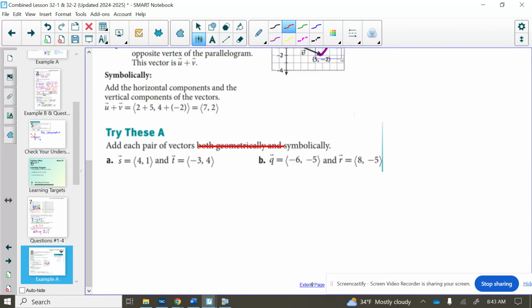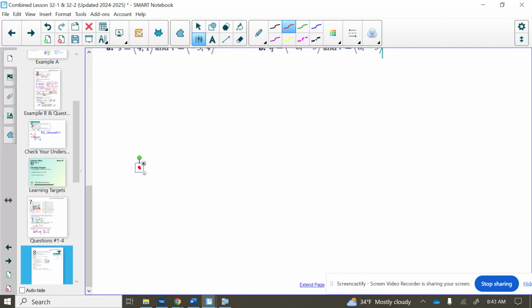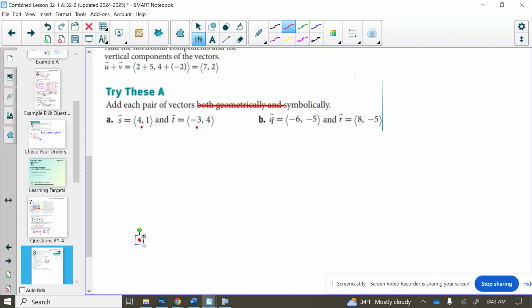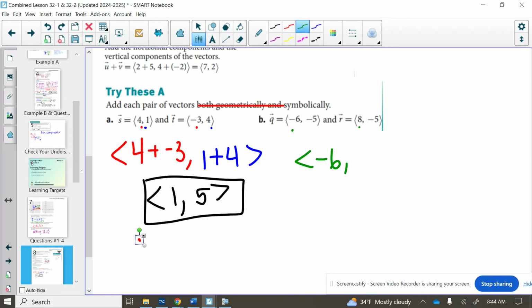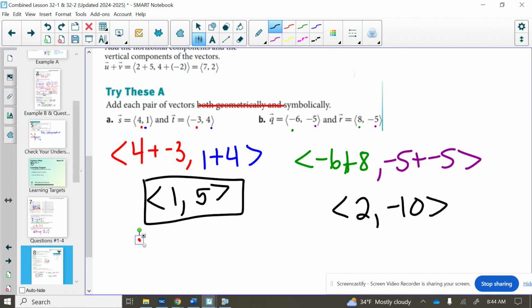What's happening each time is you essentially are adding your horizontal components, in this case 4 and -3. If we add those together, then we would have 1 and 4. Add those together, our resulting vector would be 1, 5. Or if we look at the second example, we have -6 and 8. Add those together. Our y components, -5 plus -5. Add those together. Resulting vector -2, -10.